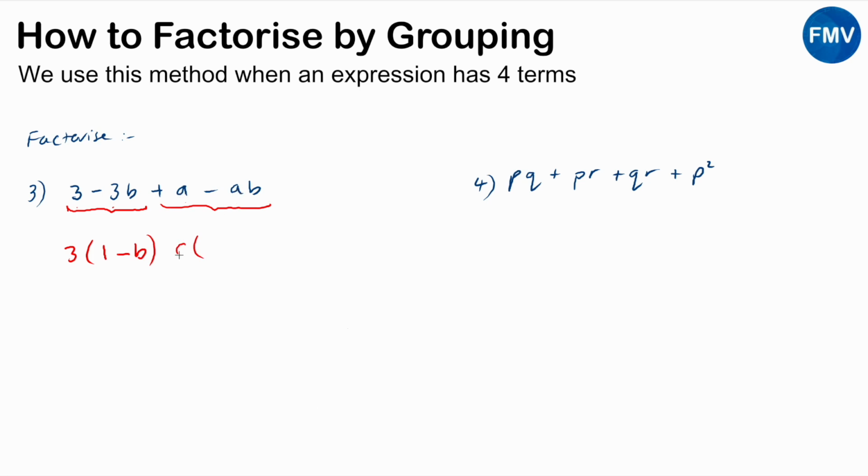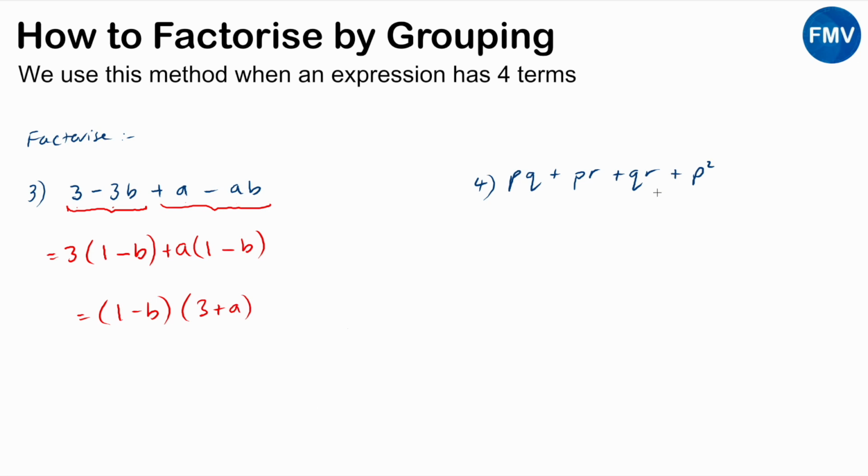A is in both. Let's bring that out. So A times 1 is 1A. That needs to be positive to make that a positive A. A times minus B to give me minus AB. And that's good because they work out as 1 minus B each, which is exactly what I'm looking for. I need them to be the same. And there is our factorised expression.